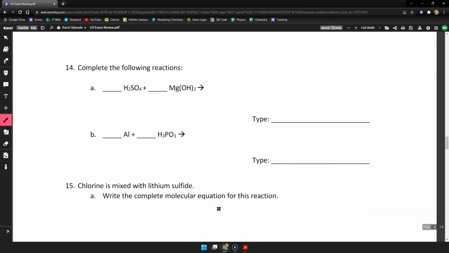Okay, complete the following reactions. Okay, so we got to do a little bit more work here. We have to figure out what goes where. So we have hydrogen, we have sulfate, SO4, we have magnesium, and we have hydroxide. Hydrogen's +1, sulfate is -2, magnesium +2, and hydroxide -1. This is a double replacement reaction, okay? But if you look closely here, we have hydrogen and we have hydroxide. Okay, so this is actually a special kind of double replacement. This is an acid base.